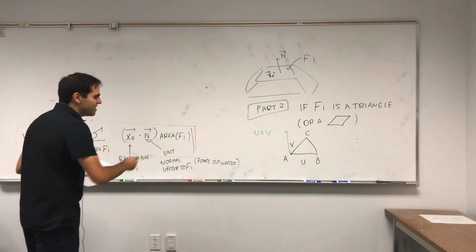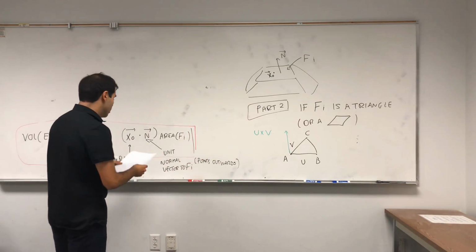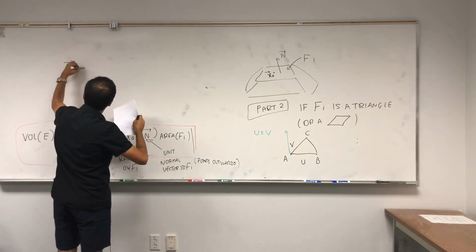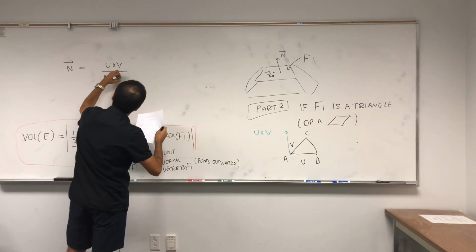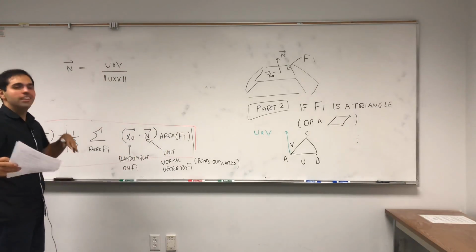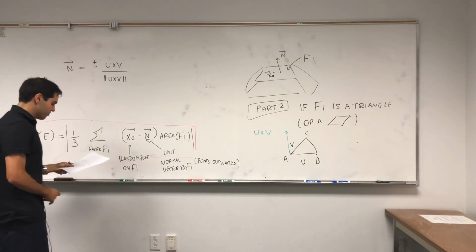Okay, anyway, so the point is u cross v becomes a vector perpendicular to the triangle, and therefore to get the unit normal vector, you get u cross v divided by the length. It's always the vector divided by its length, and depending on the orientation, you get a plus or a minus sign.